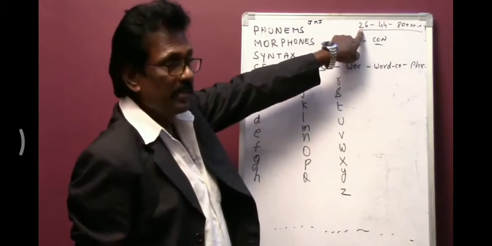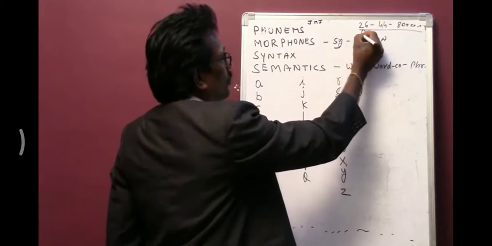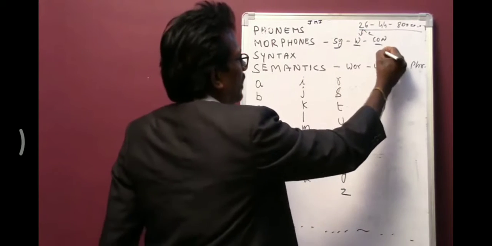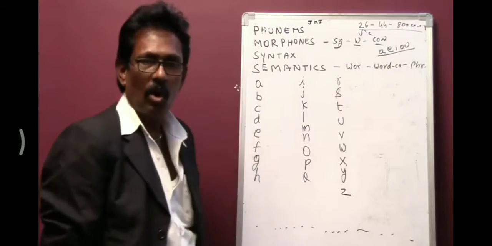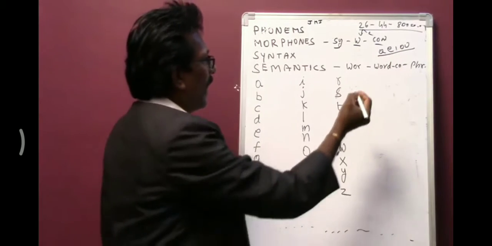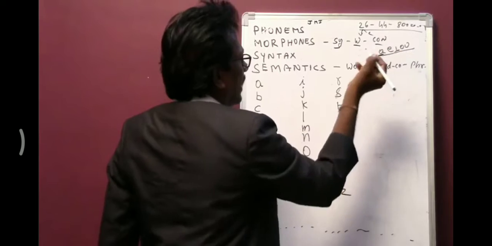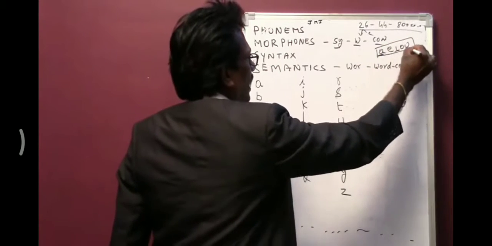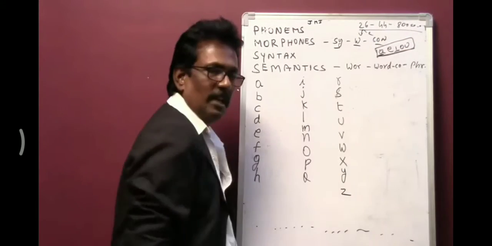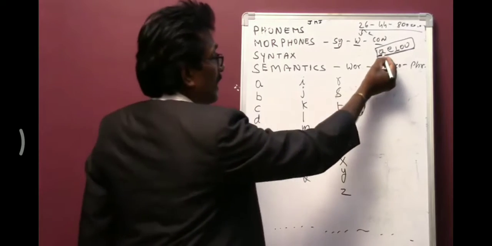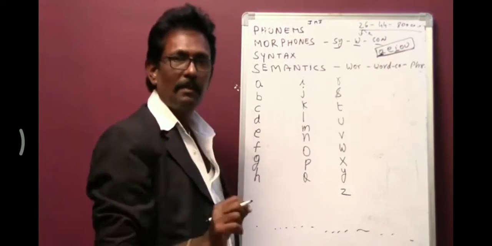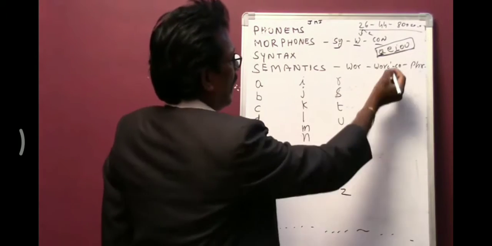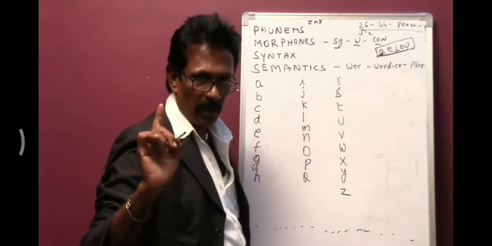Now 26 letters are classified into 2 groups, vowels and consonants. A, E, I, O, U. These 5 sounds are called vowel sounds. And A and I are called independent syllables. A and I give some meaning but not complete meaning. And E, O, U do not give any meaning.